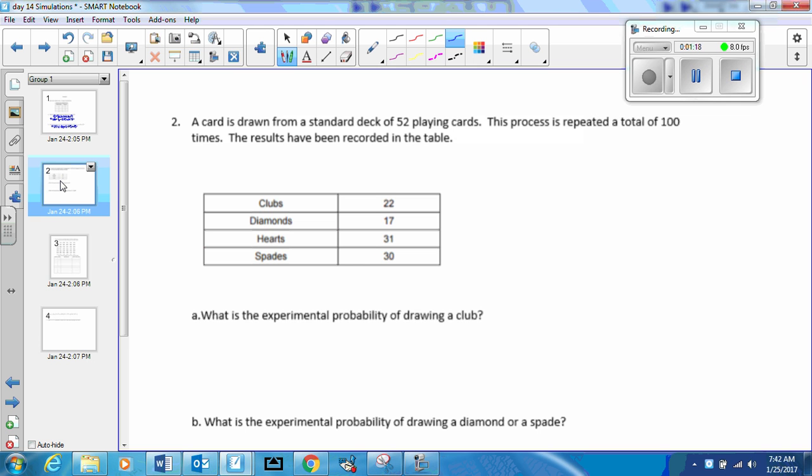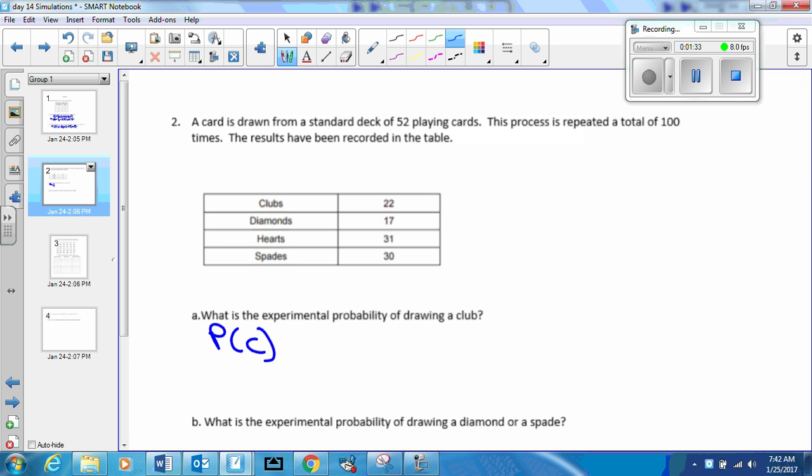Looking at our next example, a card is drawn from a standard deck of 52 playing cards. This process is repeated a total of 100 times. The results are recorded in the table below. What is the experimental probability of drawing a club?